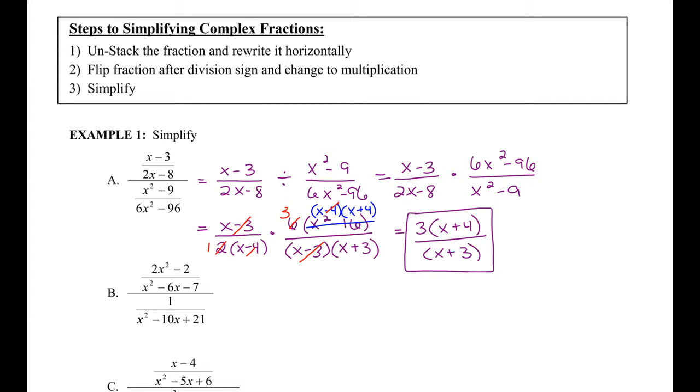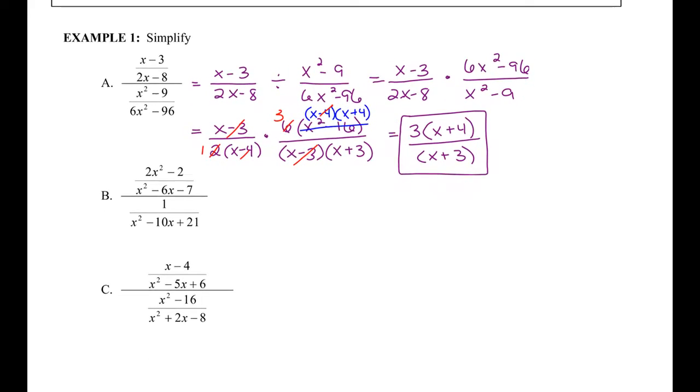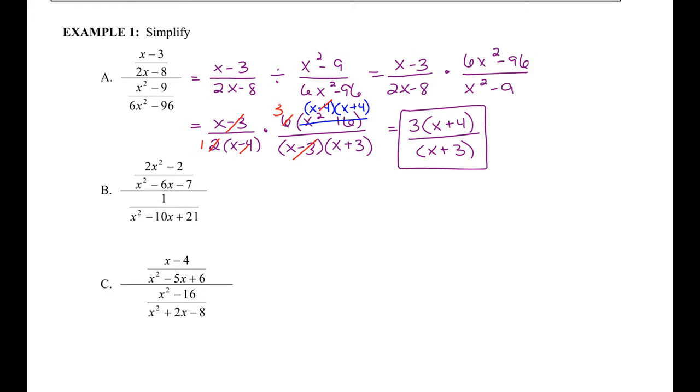We're going to look at doing the same thing again here with example B. We're going to start by unstacking the fraction. So 2x squared minus 2 over x squared minus 6x minus 7, and we're going to multiply that by x squared minus 10x plus 21 over 1.